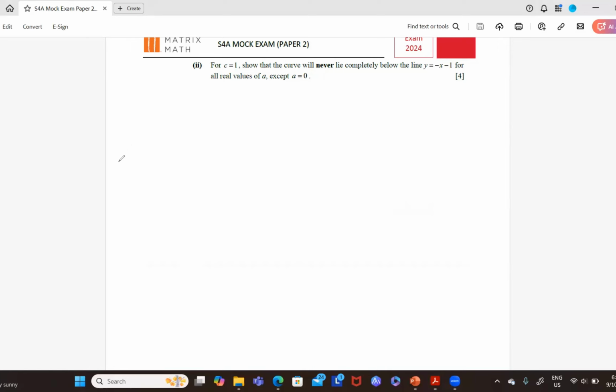Okay, part 2. Show that the curve will never lie completely below the line y equals minus x minus 1 for all real values of A except A equals 0. So we do a simple simultaneous equation. Before that, there's a criteria for the constant. So y equals A x squared plus 3x plus c, right? Since c equals 1, your equation is this.